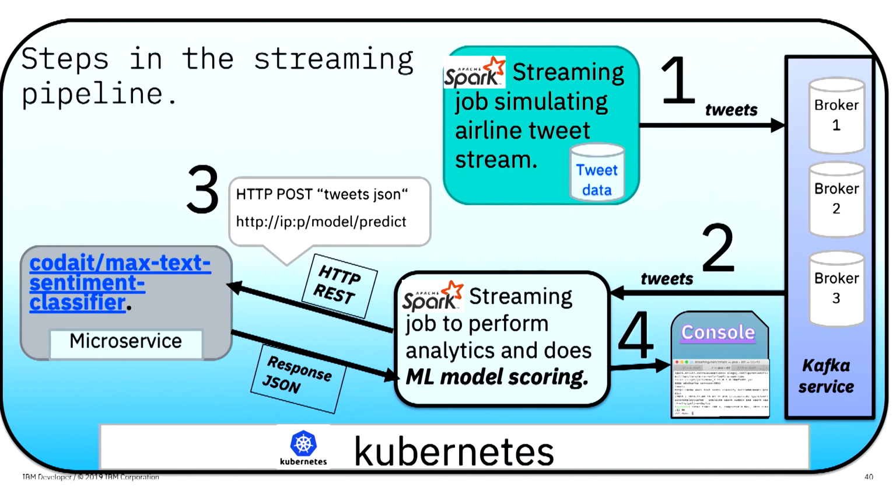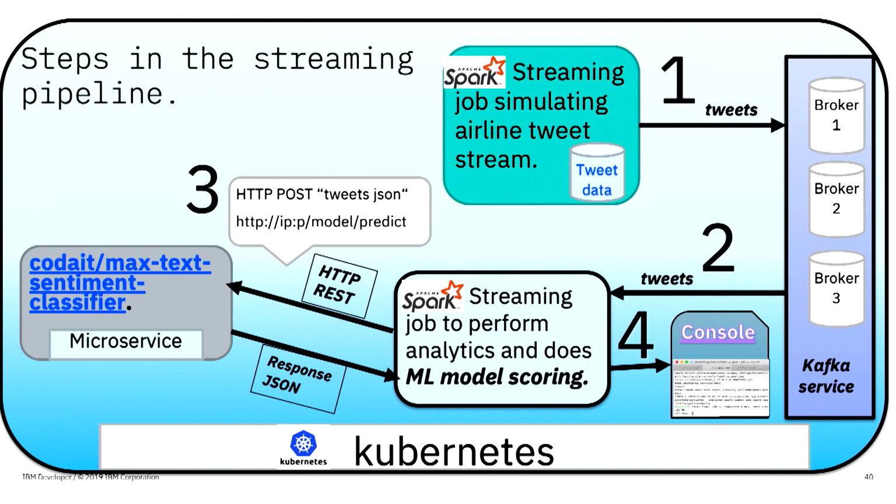Thank you, Nick, for explaining how we can do model scoring or predictions using the Max text sentiment classifier. The best part I like about it is that it exposes a REST API. I don't have to worry about how to deploy the model or a lot of stuff that goes on inside it.